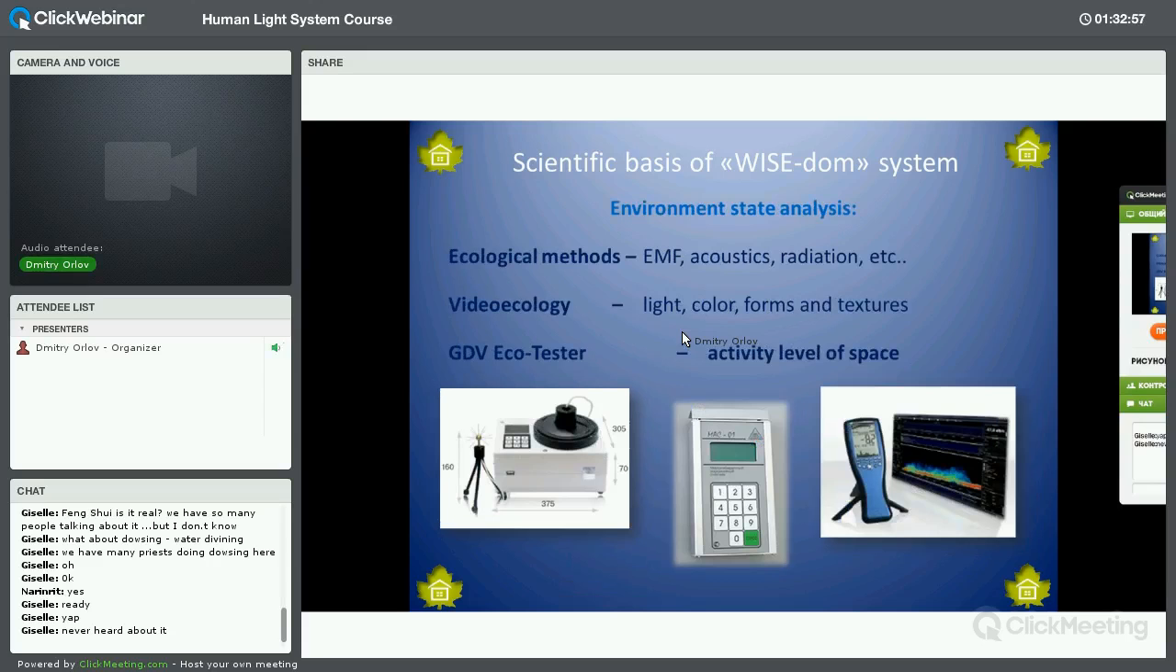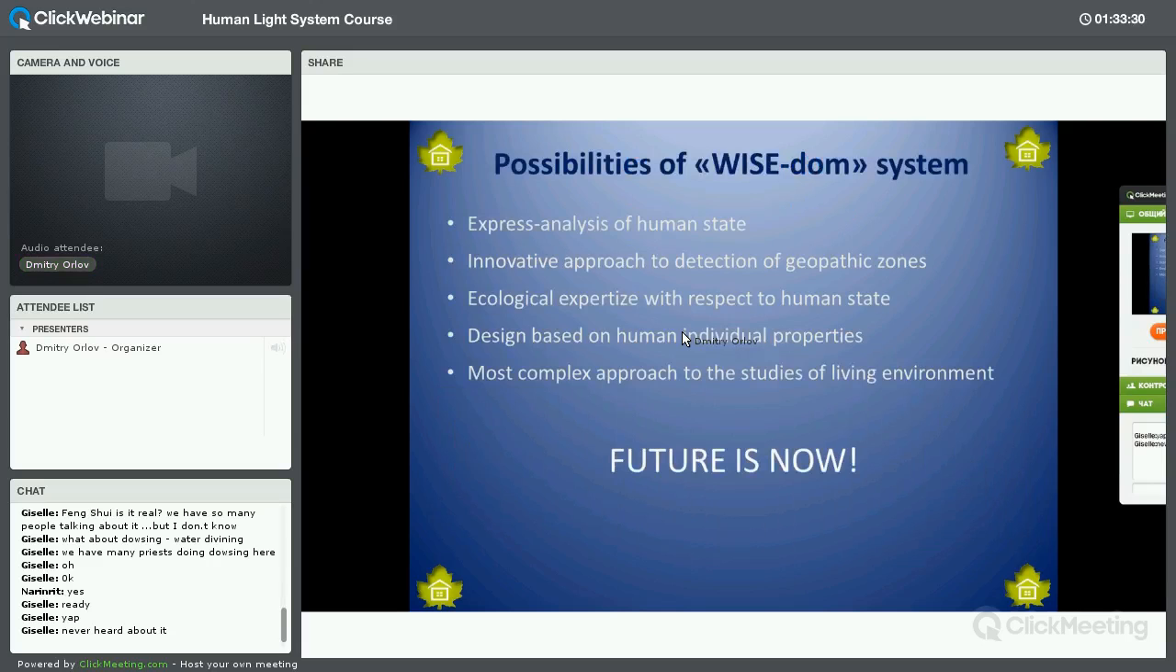I have already explained to you the devices for measuring ecological parameters: electromagnetic frequencies, acoustics, radiation, level of ionization of air, relative humidity, temperature, and air pressure. And you can also analyze the video ecology: the light, colors, forms, and textures. By using this, you can create designs based on human individual properties, by analyzing the properties of the human being and the properties of the environment.